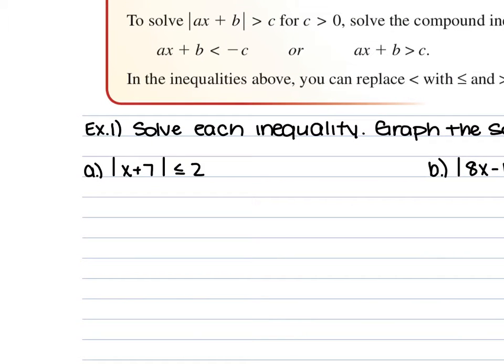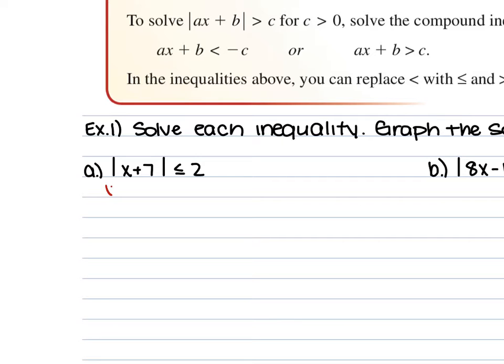So with these, we are given this absolute value of x plus 7 is less than or equal to 2. When we look at this, we see the absolute value of something is less than 2. Is that a possibility? Yes. So we can continue with this. We're going to turn this into two inequalities, getting rid of those absolute value bars because there is nothing on the same side with that absolute value right now.